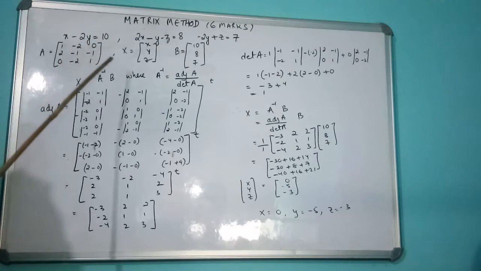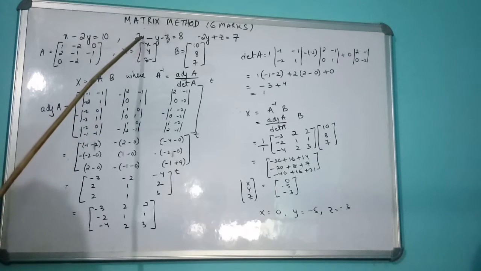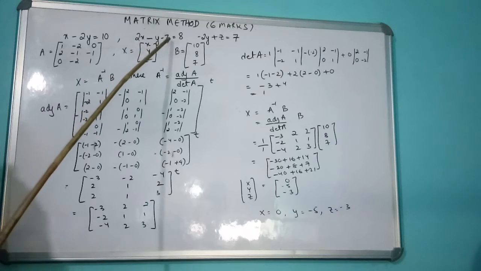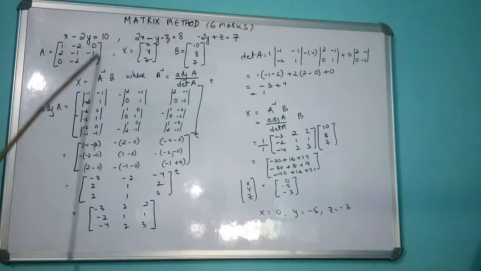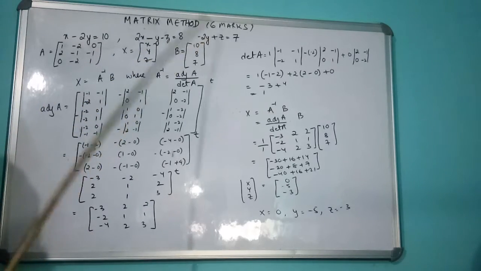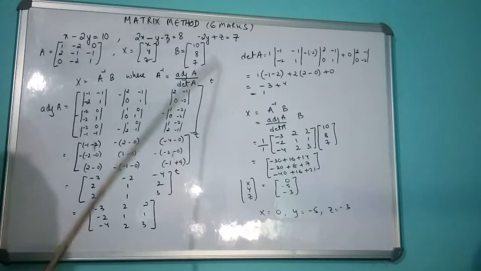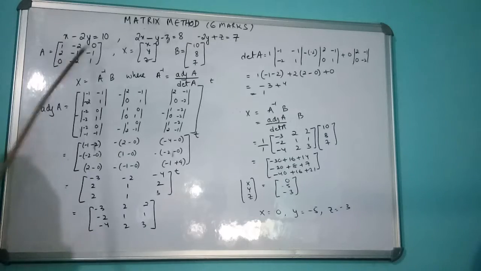So in a similar manner, move on to the second equation. What is in front of x? 2. What is in front of y? Minus 1. What is in front of z? Minus 1. And move on to the third equation. X is not there, so 0. In front of y, minus 2. And in front of z, 1. So this is the coefficient matrix.